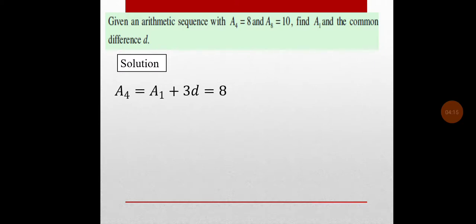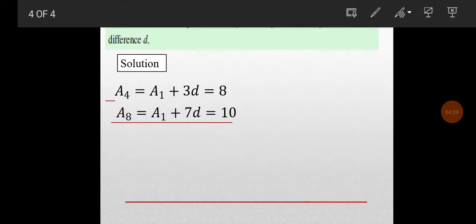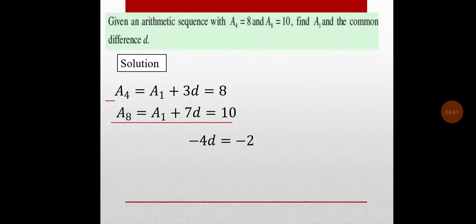First, the fourth term means the first term plus 3d, which is 8, given to us, and then the tenth term is equal to the first one plus 7 times the common difference. Again, it's given to us as 10. We can solve these simultaneously. We can take them as linear equations with 2 variables, and we can subtract. When you subtract, a1 will be eliminated, and then 3d minus 7d will be -4d, and 8 minus 10 will be -2. Then when you divide both sides by -4, the common difference will be 1/2.